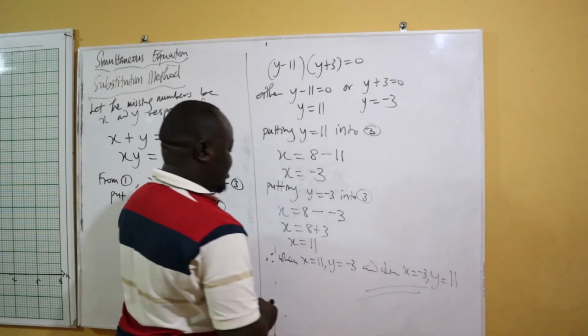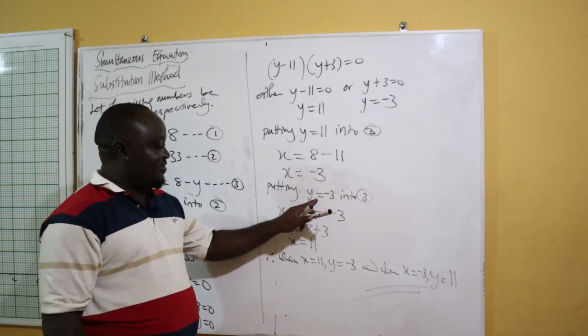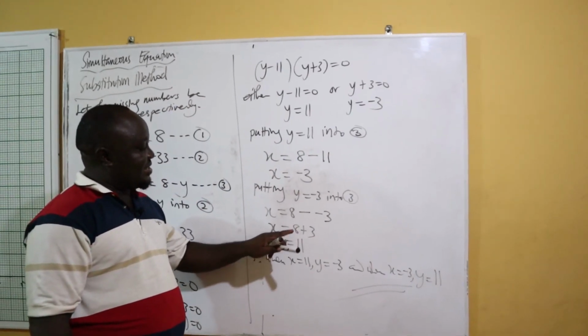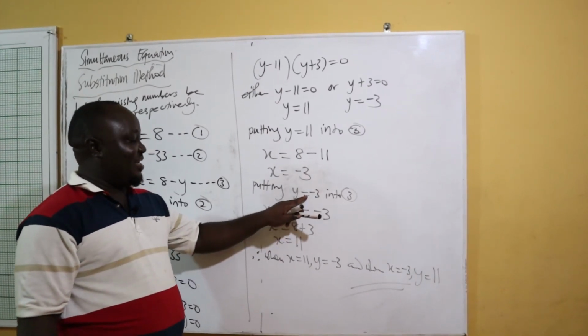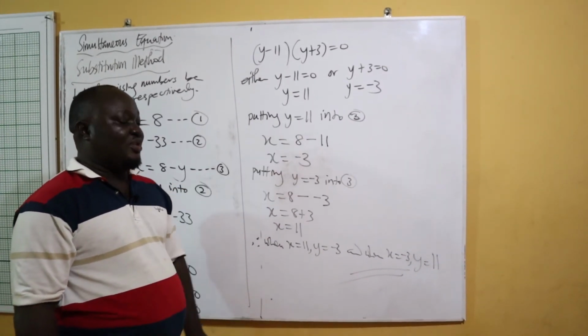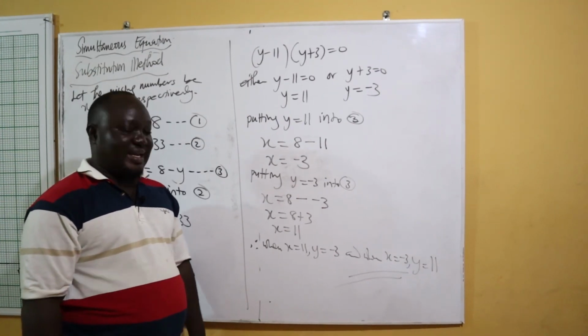This is the solution. When x is 11, y is negative 3. And when x is negative 3, y is 11. So these are our corresponding values of x and y.